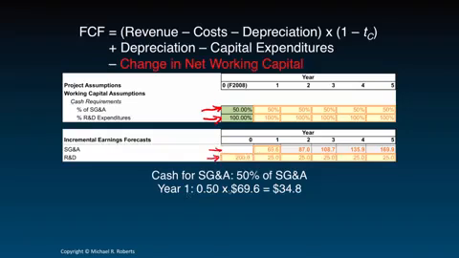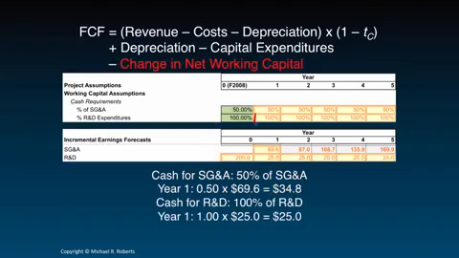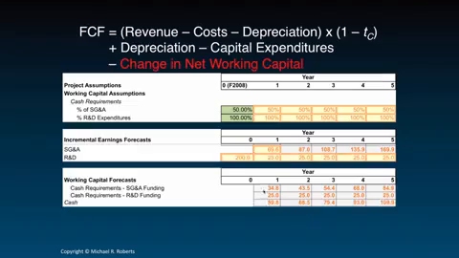Notably, for year one, we're going to need 50% of our SG&A expenditures, or $34.8 million, held in cash. But we're also going to need 100% of our R&D expenditures, 100% of the $25 million. We're also going to need to hold that in cash. So our cash requirements are the sum of these two and are given by this row. And again, we're just going to repeat that, year by year for 2, 3, and 4.